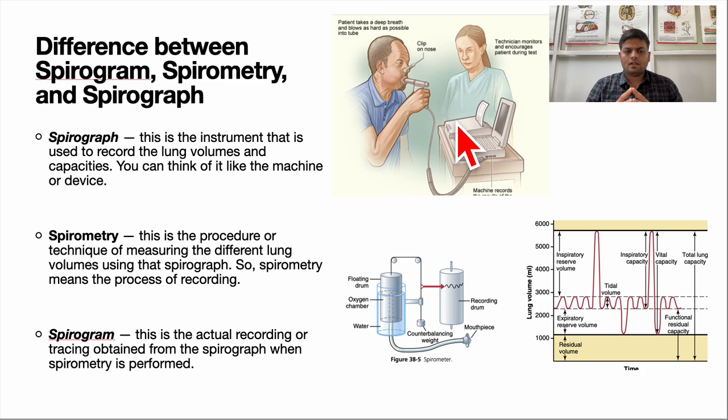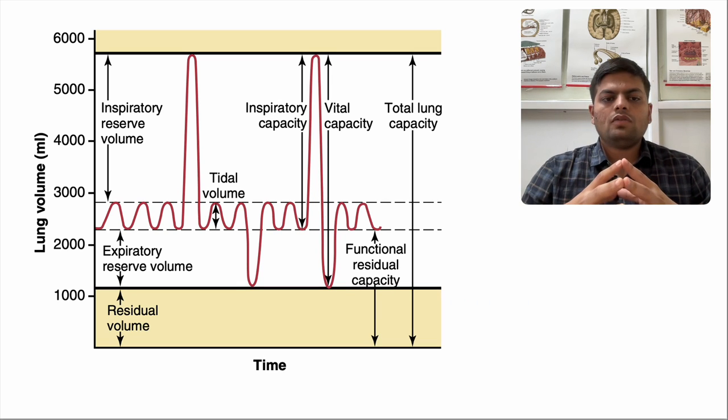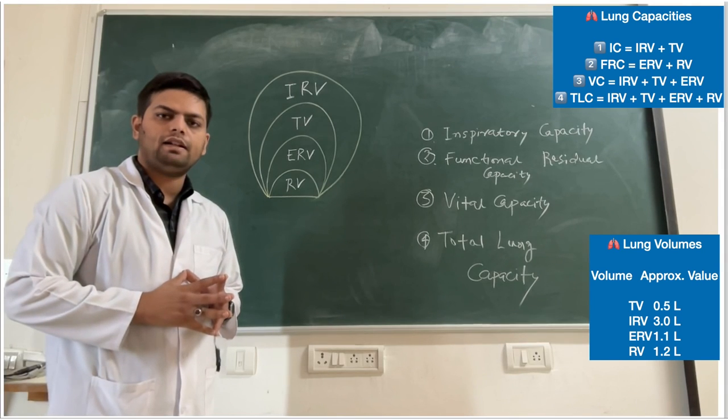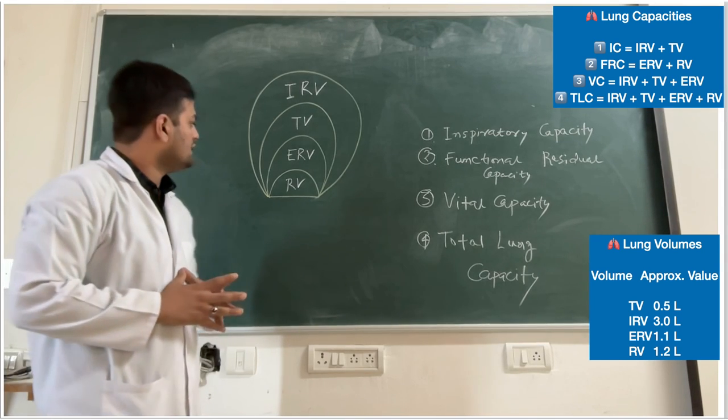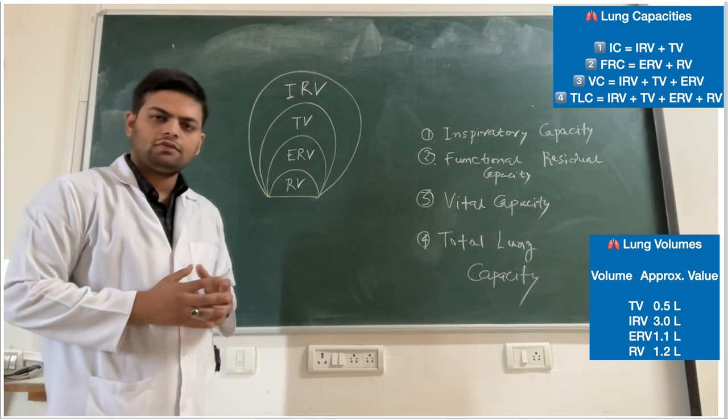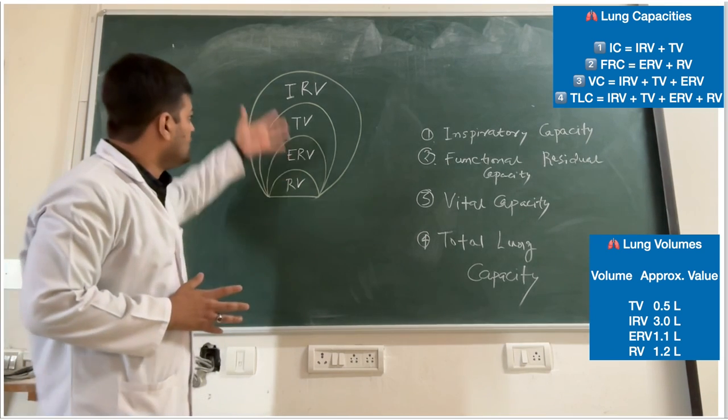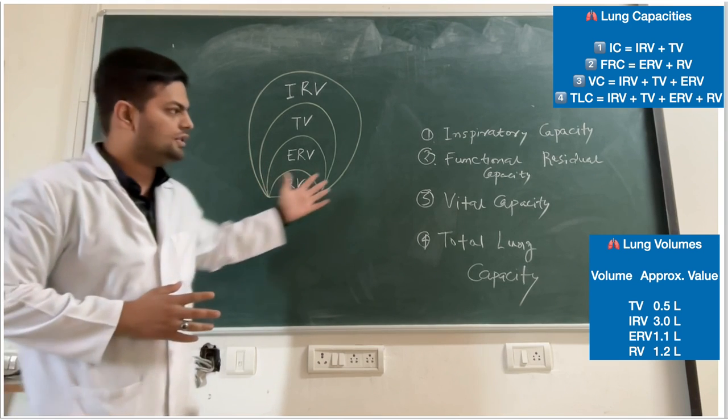Once this is clear, now let's look at the actual diagram of a spirogram and understand how these different lung volumes and capacities are represented in it. This is how the diagram looks in most textbooks, like in Guyton. It looks complicated, right? But don't worry, I will explain it in a very simple way. Let's start. I will try to explain different lung volumes and capacities using this diagram over here. First of all, I will start with these four lung volumes, then I will proceed toward the capacities.